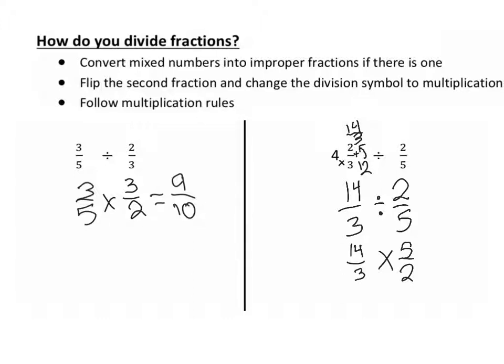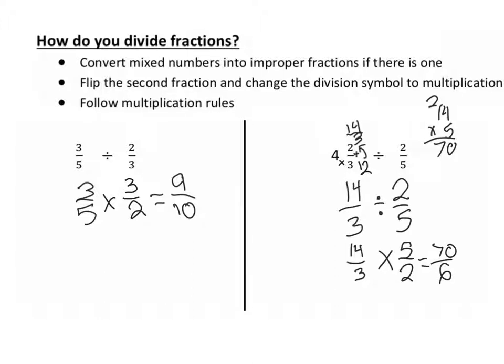Now we're going to follow our multiplication rules when we are dealing with fractions. So we go straight across. 14 times 5. That may be a little tricky to do in your head, so let's come up here and do it. 14 times 5. We get 20 and carry the 2. 5 times 1 is 5 plus 2 is 7. So we get 70 over 3 times 2 is 6.